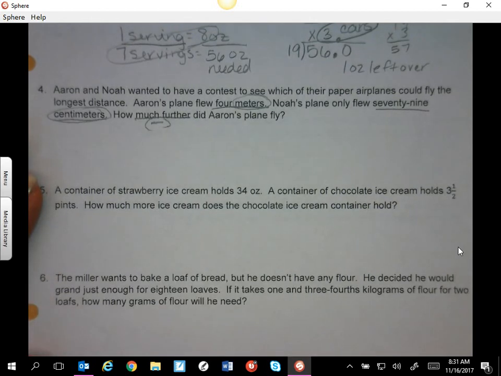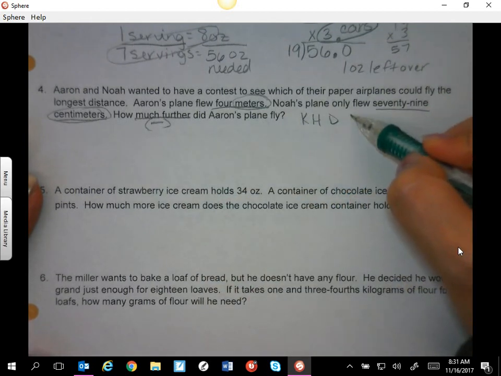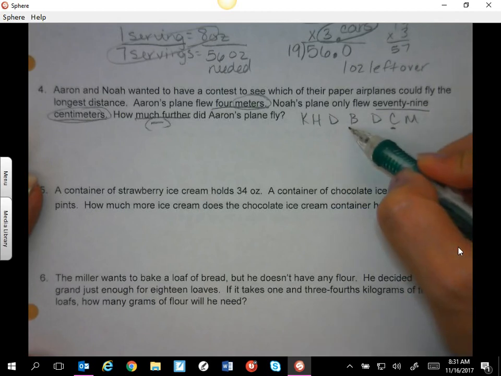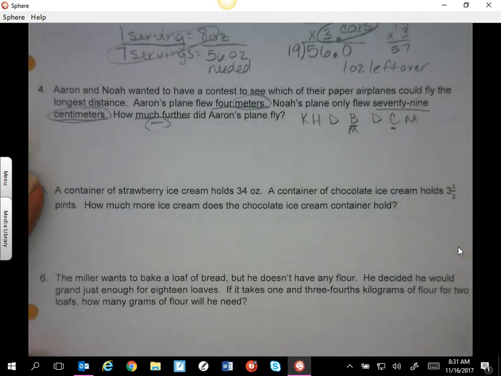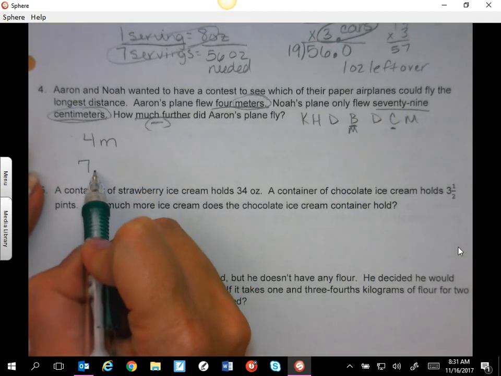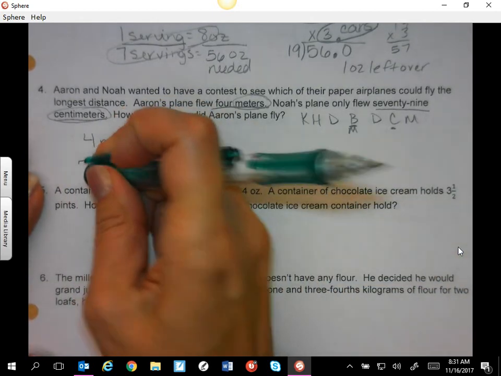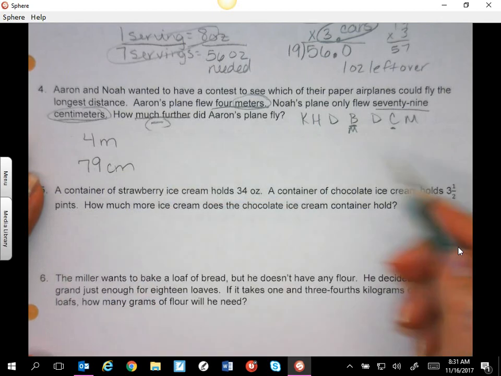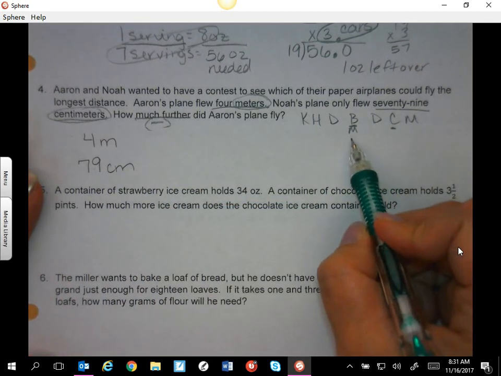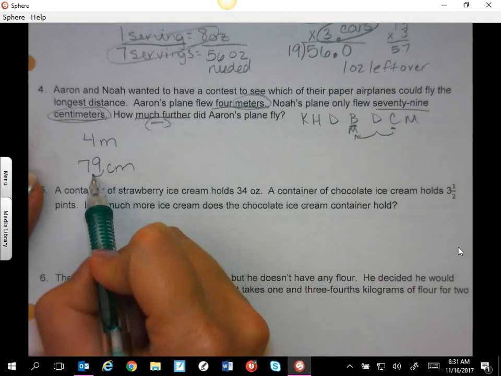So we have to make these both be either meters or both be centimeters. And we can use our King Henry. King Henry died by drinking chocolate milk, and we're at centimeters, and meters is going to be our base unit. So we can write 4 meters and 79 centimeters. I'm going to show you both ways. If you chose to make both of these meters, centimeters would be back 2.